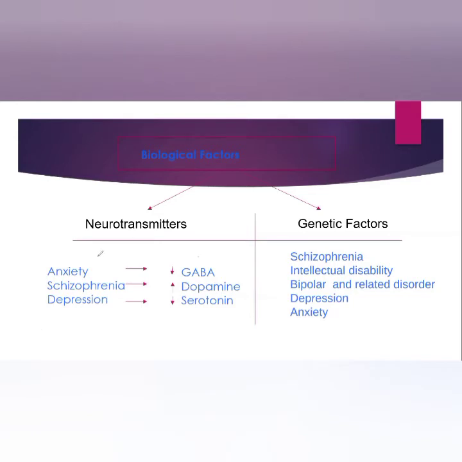So if you don't know what anxiety, schizophrenia or depression is, I can totally understand. We will be studying in depth about all of this. So if GABA is being released in a lesser quantity, it may lead to anxiety. If dopamine is being released in more quantity, it may lead to schizophrenia. And if serotonin is again being released in a lesser quantity, it will lead to depression.